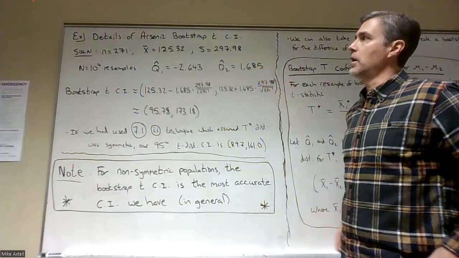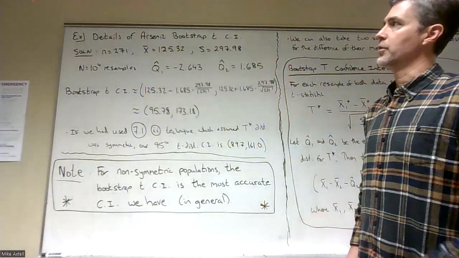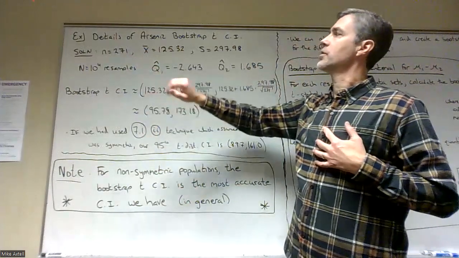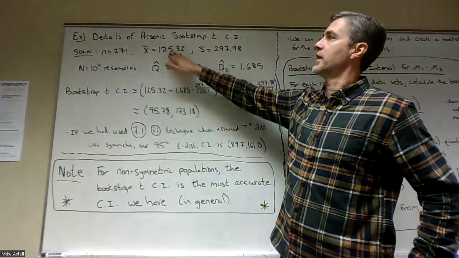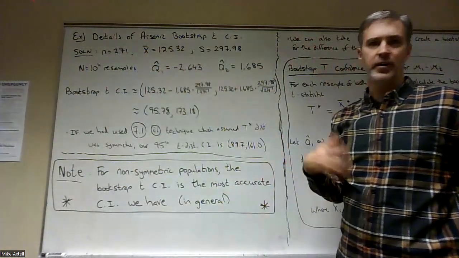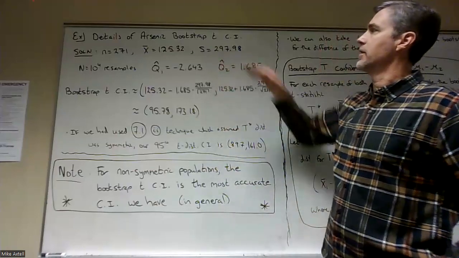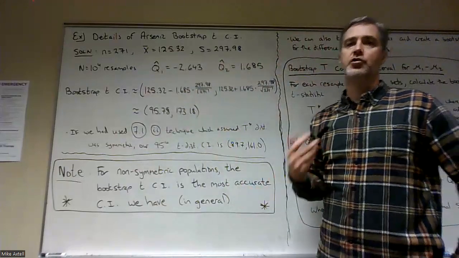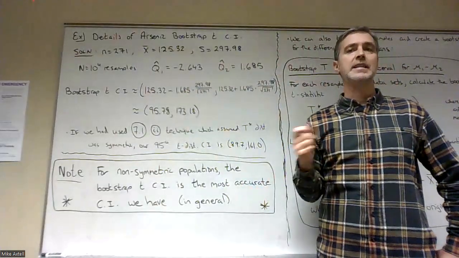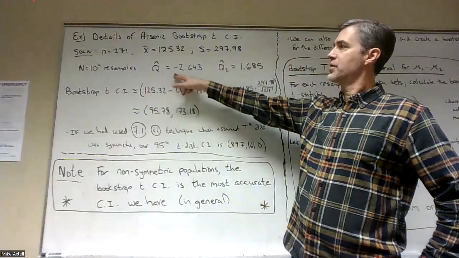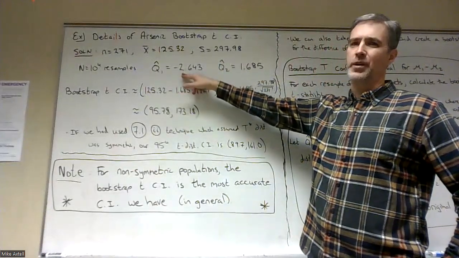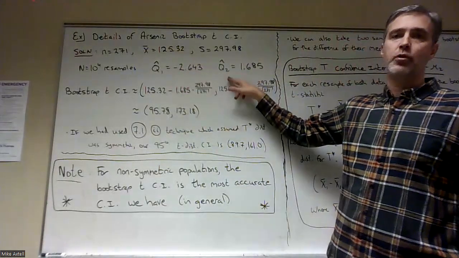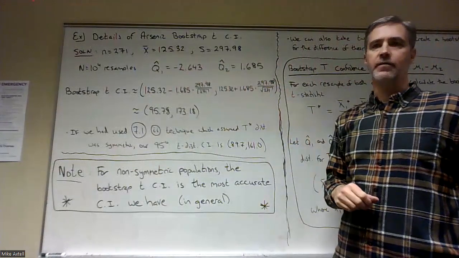All right, so we're looking at the arsenic levels in Bangladeshi wells, and we're constructing a bootstrap T confidence interval. We had 271 wells. Our original sample, those 271 wells, had a sample average of 125.32 parts per billion of arsenic and a standard deviation of basically 298. We did 10^4 resamples, and we constructed a bootstrap distribution of that T statistic. The 2.5% quantile was at negative 2.643. I think mine was negative 2.66 something, but whatever. And the 97.5% quantile was at 1.685.